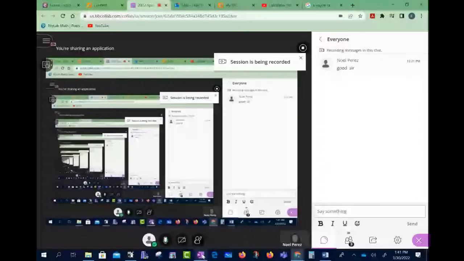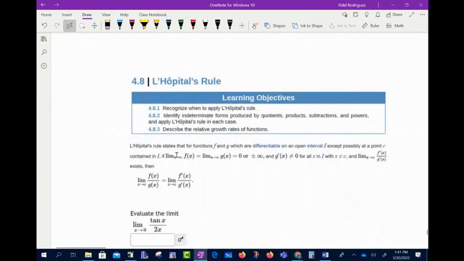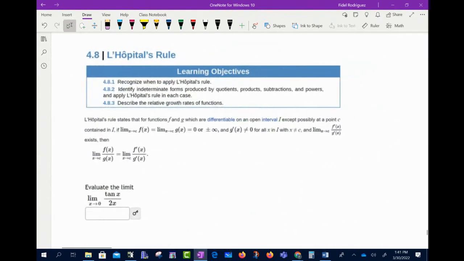again. And let me scroll this way. Where's 4.8? Should be here somewhere. Haha. Here is 4.8, y'all.